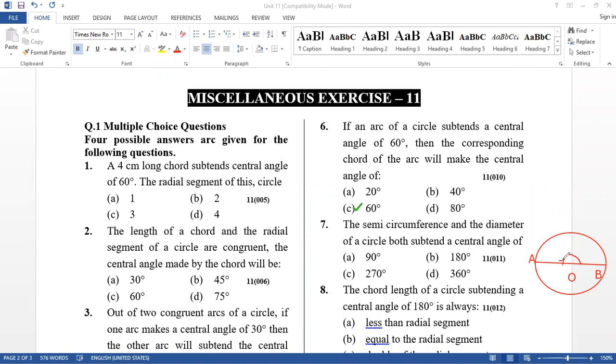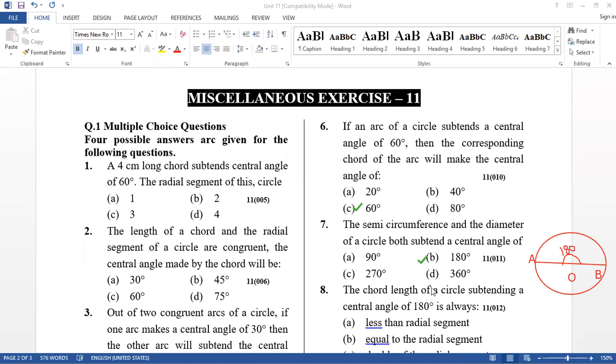So you have to notice the end point of the diameter. So semicircumference and diameter of a circle both subtend the central angle of 180 degrees. You have to notice that your semicircle is above the diameter direction. So consequently, they are making an angle of 180 degrees. Semicircumference is a half circle and the diameter, so they are making an angle of 180 degrees at the center. So the central angle will be 180 degrees. So the correct answer will be 180 degrees.